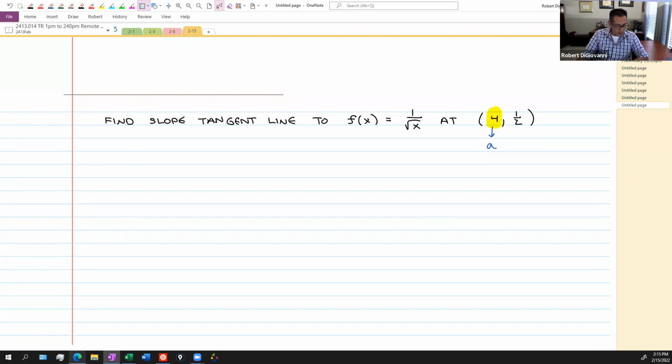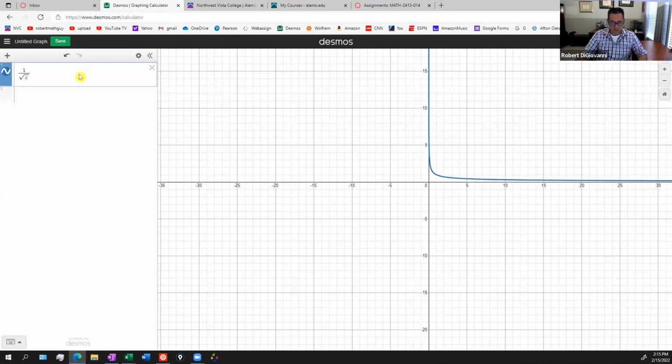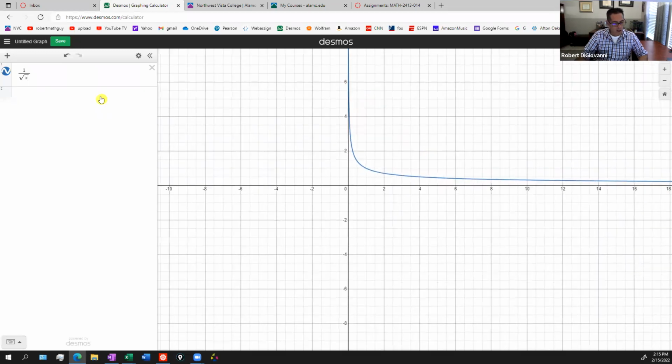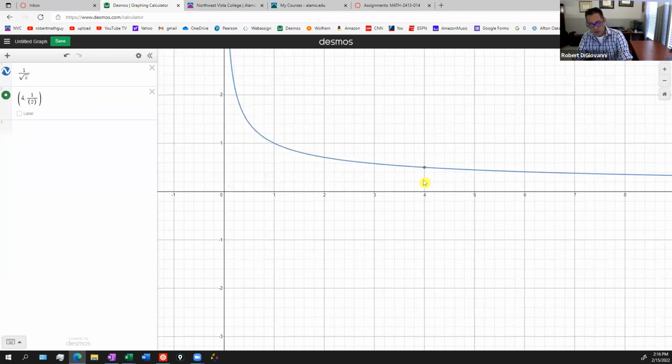So graphically, let me do this quickly. We are looking at 1 over the square root of x. There's the graph, and I'm going to the point (4, 1/2). That point right there. We're going to try and find the slope of the tangent line at that point. What Red was saying is, this right here, 4, has got to be our a, because it's the x coordinate.